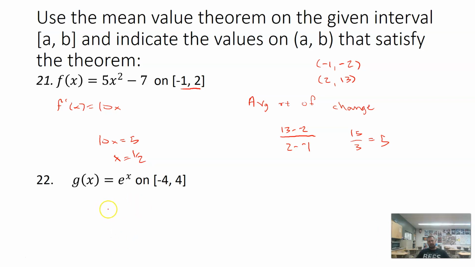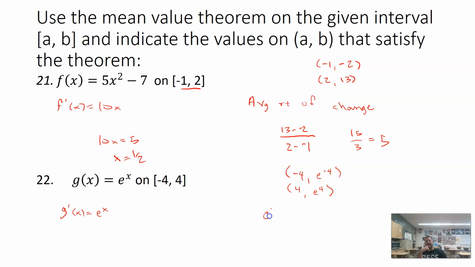Okay? Now, on number 22, what we're going to do is take the derivative, g prime of x is equal to e to the x, and there's one part I'm actually going to have to help you with on this one. To find my y values that go with negative 4 and positive 4, I'm going to plug that in, so I get e to the negative 4 and I get e to the positive 4.